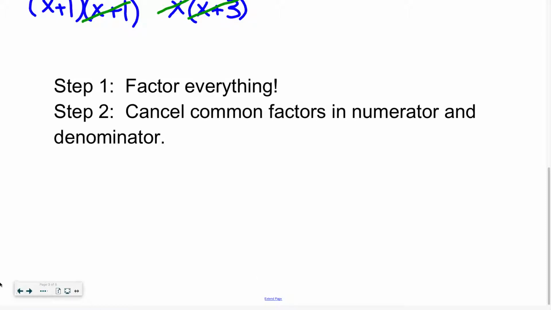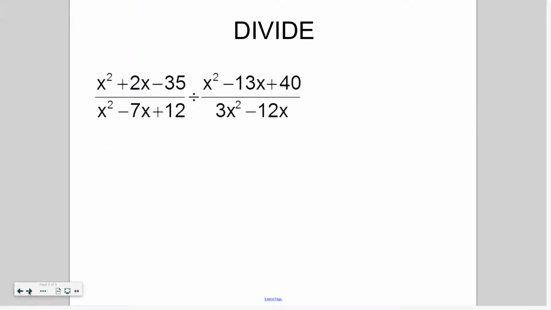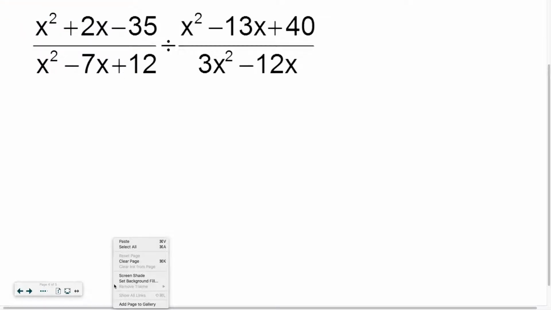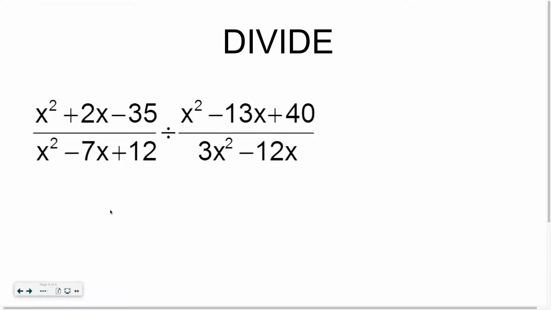Last thing we want to do today is practice division. So I've got a division problem here. We've got x squared plus 2x minus 35 over x squared minus 7x plus 12 divided by x squared minus 13x plus 40 divided by 3x squared minus 12x.